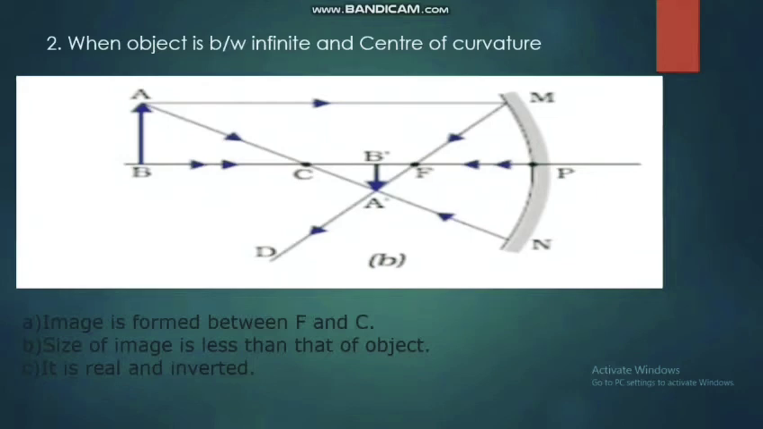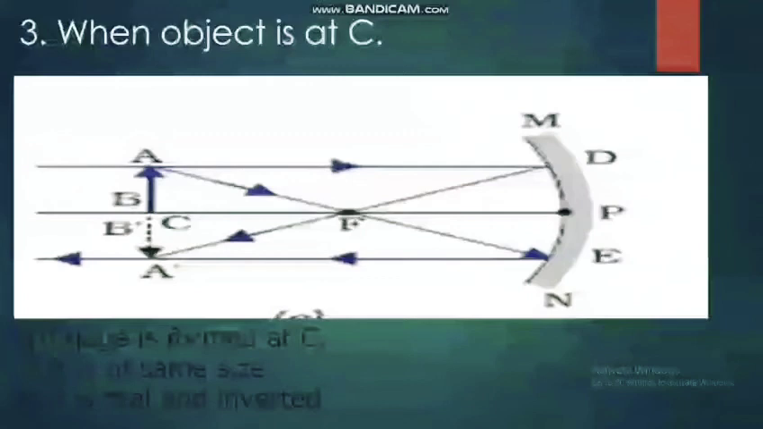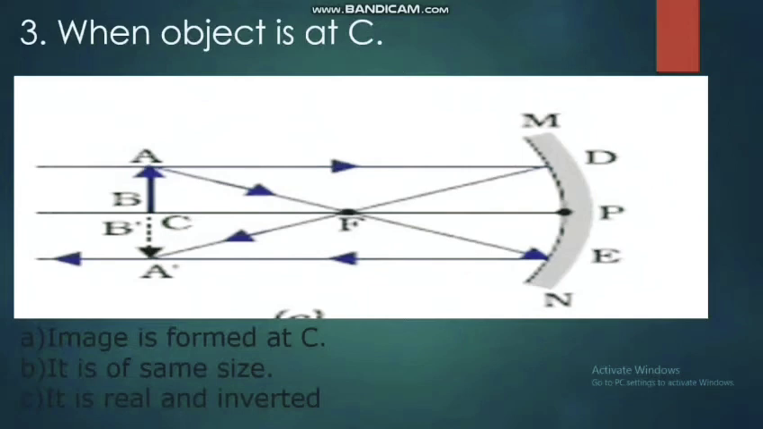Here you can see the size of the image is less than the object, because in the last case it was pointwise. Now it will be diminished. Since it is real, because the object is in front of the mirror, we can see it easily. And it is inverted, vertically downward.